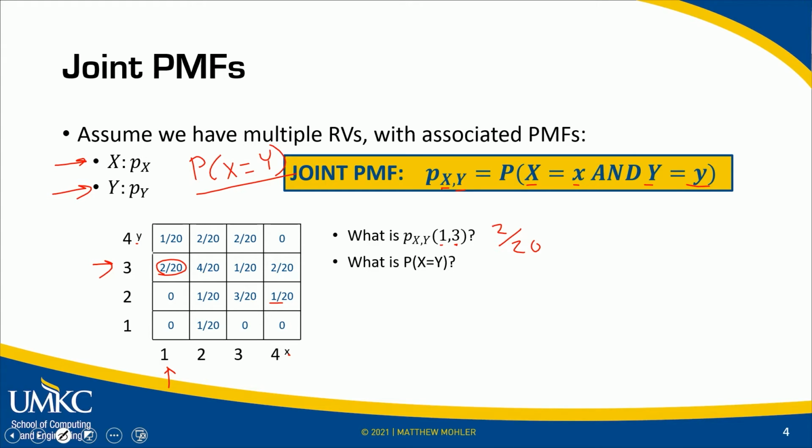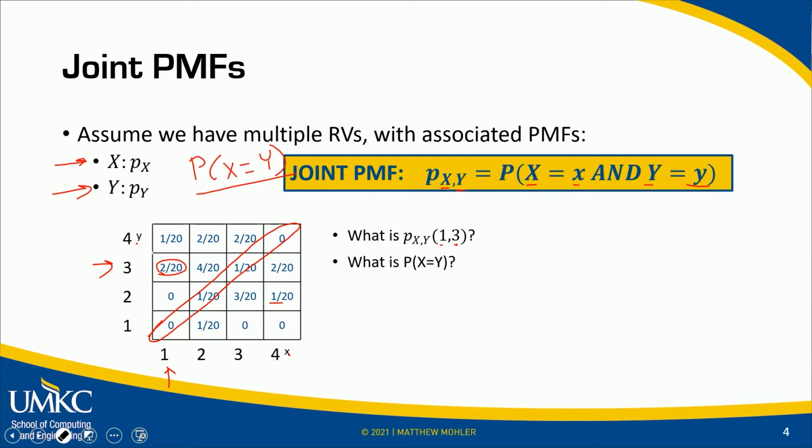Well, in this case, we're going to look at all of the cells where x is equal to y, and that's just this diagonal here. And we would sum all of those probability mass values up. So what we would end up with is 0 plus 1 over 20 plus another 1 over 20 plus 0. And so ultimately we would find that the probability that x is equal to y is equal to 2 out of 20, or 1/10. So 10%.